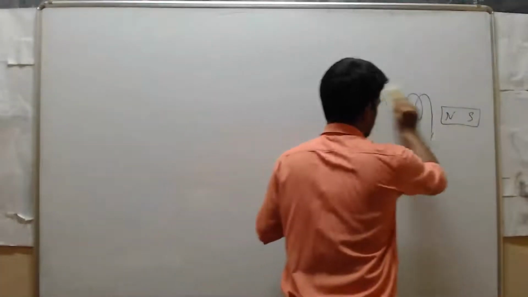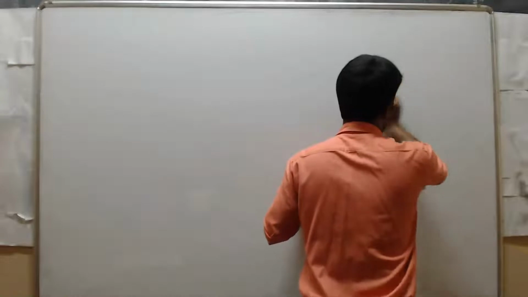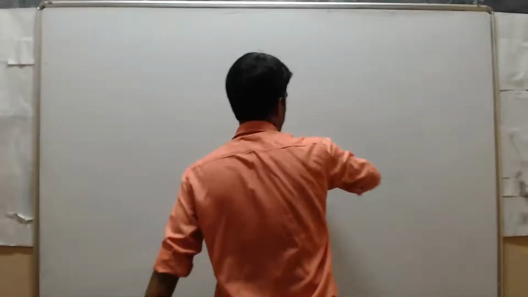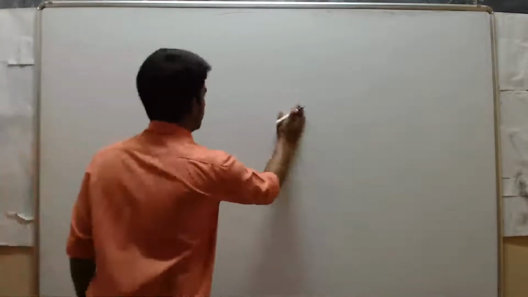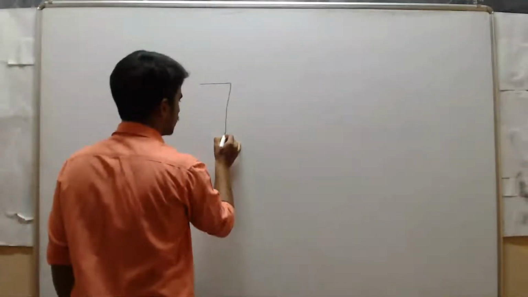For 4 marks they will ask you to draw the diagram and explain the working of the electric generator or AC generator. Electric generator or AC generator. Okay. First I will draw the diagram.